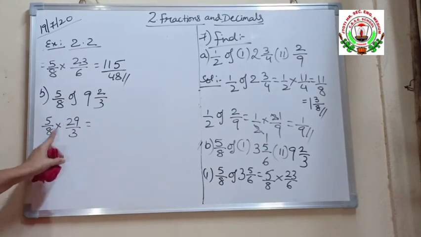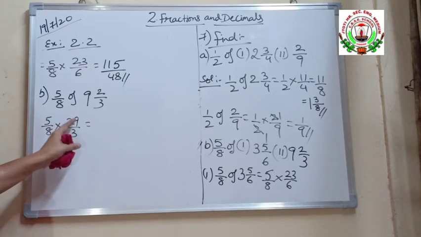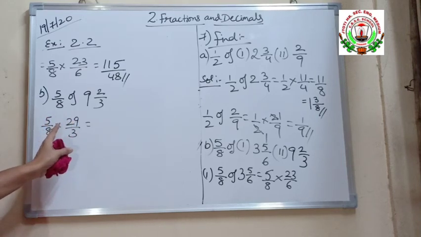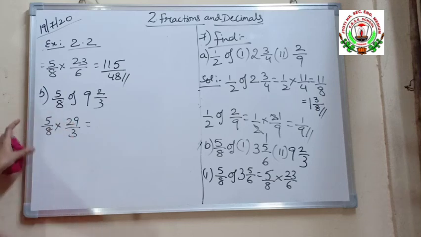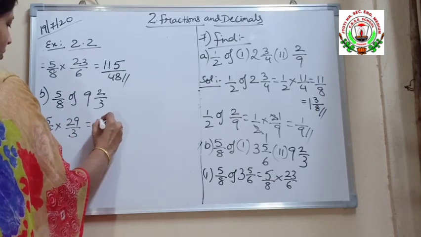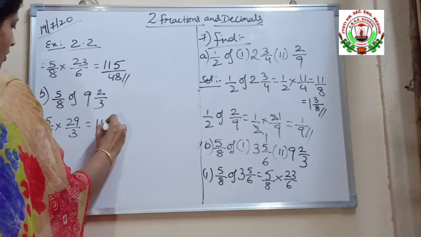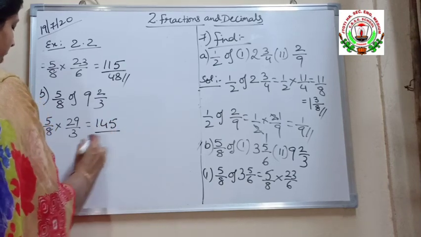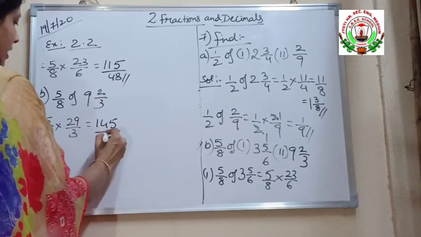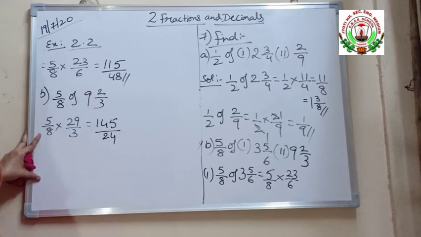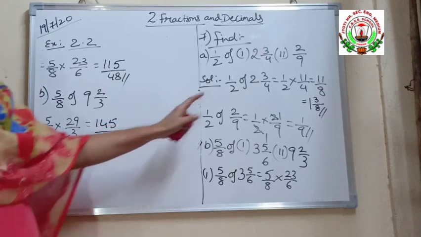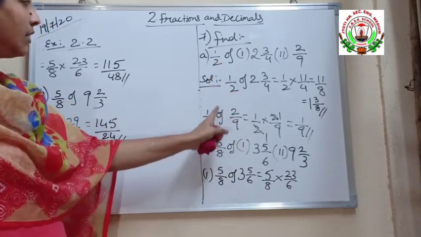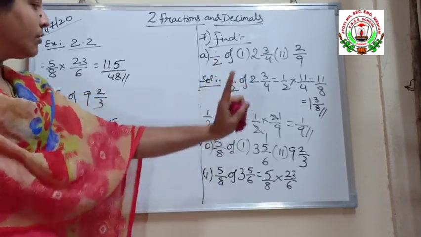Again, there is no common thing to cancel, so I have to multiply numerator into numerator and denominator into denominator. See, again, 5 into 29 is 145 by 8 3s are 24. This is your answer.